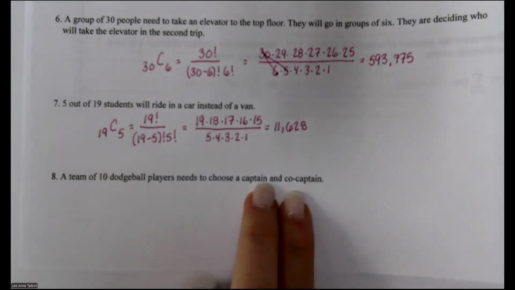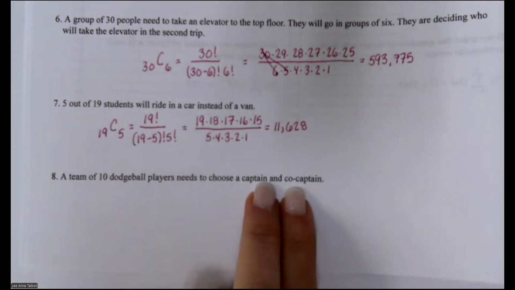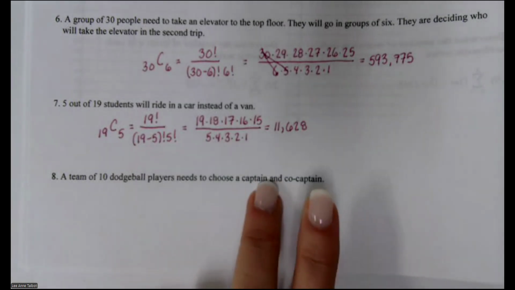Now this, I didn't know enough about sports, so Miss Rice had to explain to me that a captain and a co-captain are not the same thing. Two co-captains are the same thing, but the captain is higher than the co-captain. So that means this is a permutation because those are different.